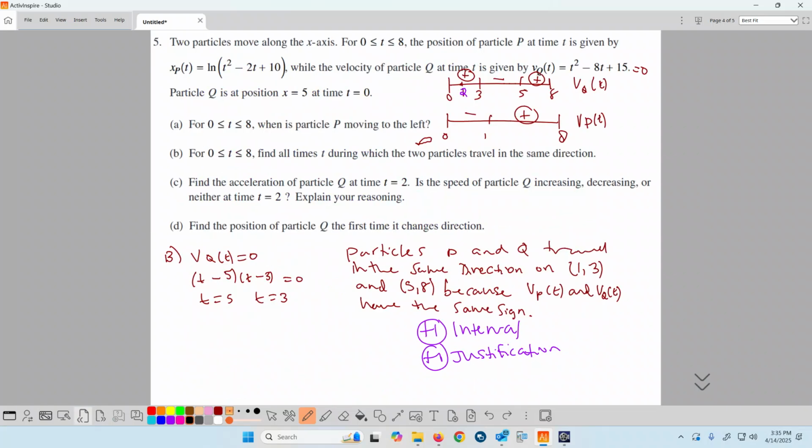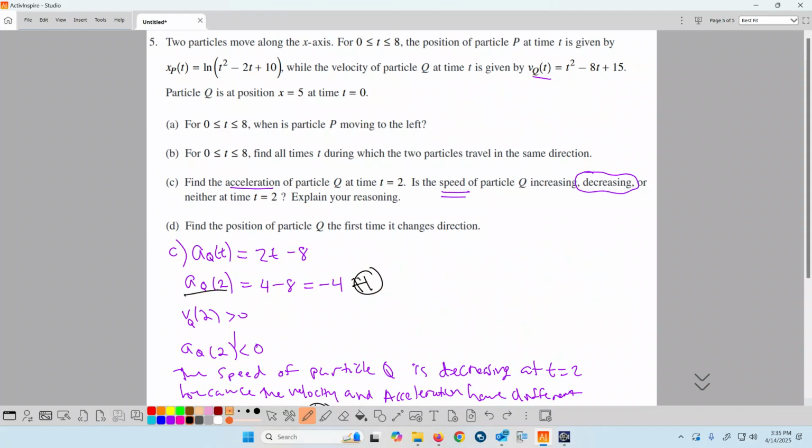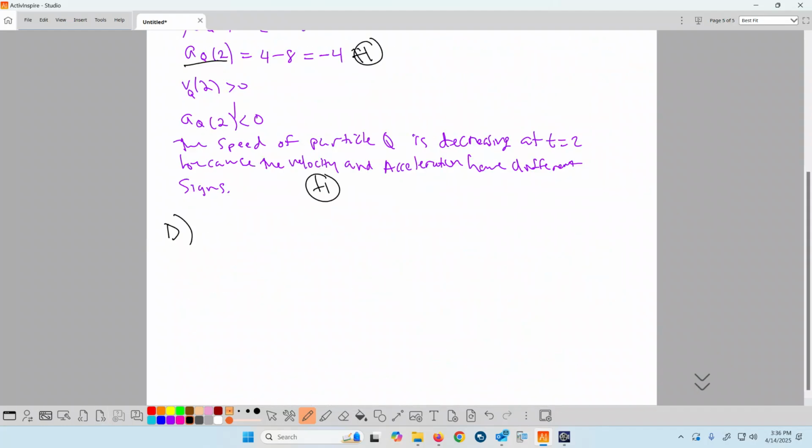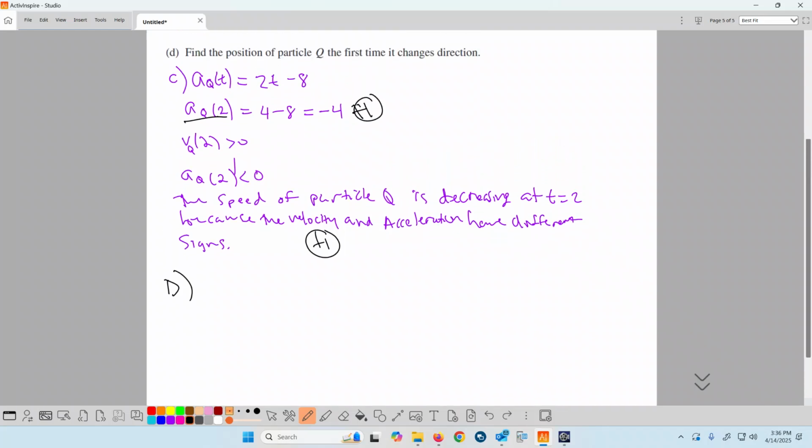Well, let's see. I know that we talked about the velocity of particle Q somewhere, so that tells me when it changes directions. Where did we do that? The first time particle Q changes directions, you might remember, was right over here at a time of 3. So we're going to use that here to help us answer this question. Find the position of particle Q the first time it changes directions. That happens at a time of 3.